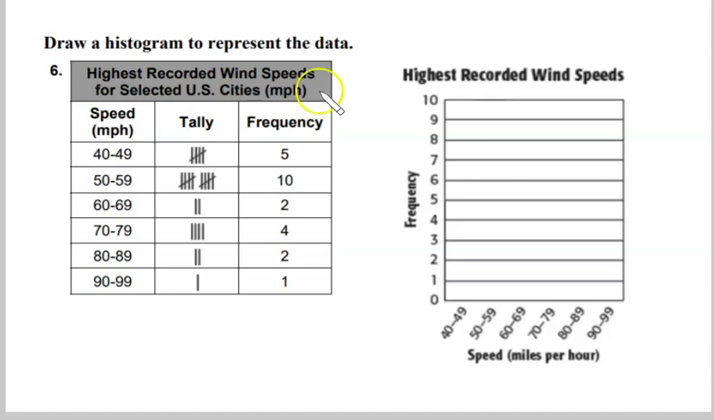Okay, so it says draw a histogram to represent the data. This is the easiest thing to do. All you literally do is take each different interval and its frequency, and just put a bar graph, line up the side, to the number that it says. So it's super easy. Watch this.